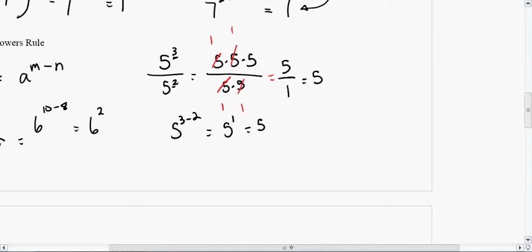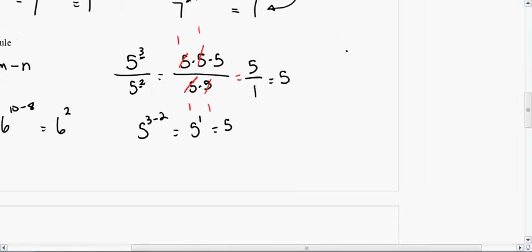Same thing is going to be true if I have variables. Let's put one together that has two different variables, maybe x's and y's. How about x cubed times y to the 8th divided by x times y to the 5th. I just need to make sure that I'm subtracting the exponents of the bases that are the same. So I'm going to subtract exponents from x's differently than exponents from the y's, because there are two different bases that we're considering here. So let's do the x's first.